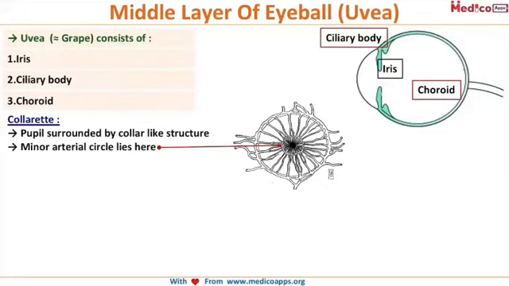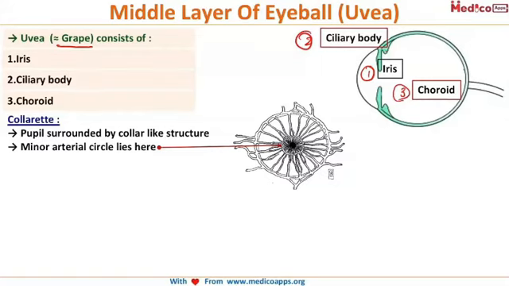Now, the middle layer is called uvea. Uvea means grape. We will see why we call it the grape. For now, just remember uvea means grape and it consists of three parts. The outermost is number 1, iris, that is followed by your ciliary body, and then number 3, the posterior most, is your choroid. So, the uvea, that is the middle layer of the eye, is made up of iris, ciliary body and the choroid.